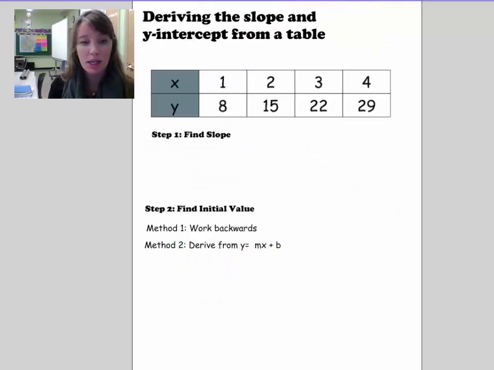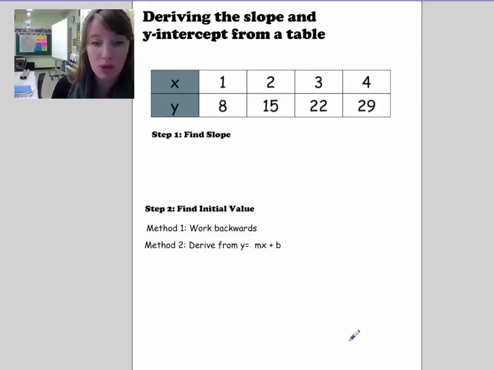Let's do the same thing for another table. Let's get some more practice here. If you wanted to, you could stop the video and see if you can do this yourself and then come back and check your answer. Finding the slope is easy. Just pick a couple points here. Let's pick this as point 2 and point 1.